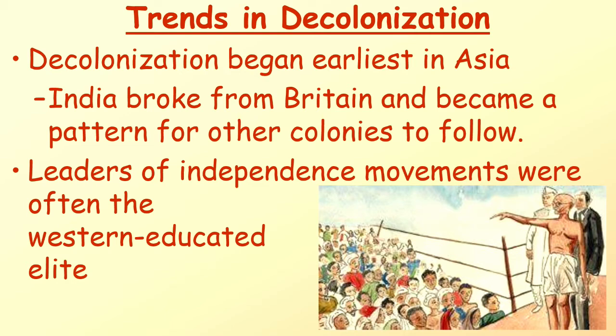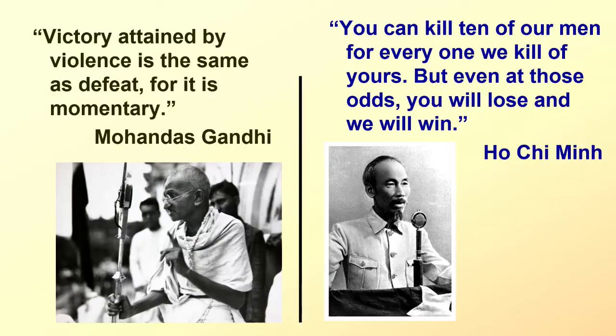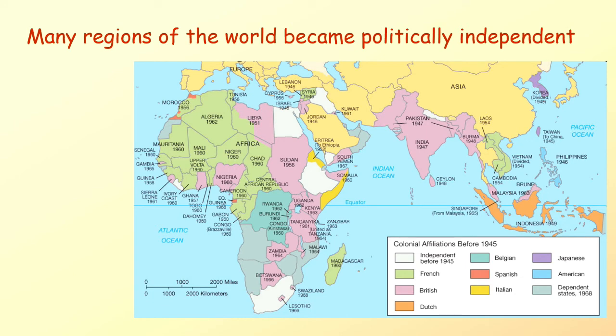Leaders of independence movements were often the Western-educated elite. The many differing African and Asian groups used a variety of elements in their efforts to gain independence. For example, let's compare these quotes from Gandhi versus Ho Chi Minh. Gandhi said, "Victory attained by violence is the same as defeat, for it is momentary." Whereas Ho Chi Minh said, "You can kill 10 of our men for every one we kill of yours, but even at those odds, you will lose and we will win." Many regions of the world became politically independent through decolonization.